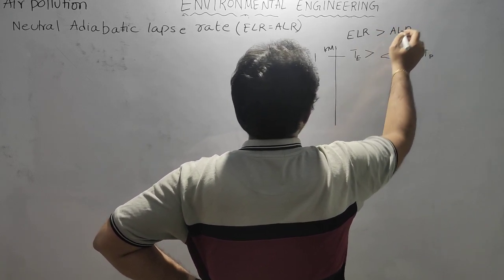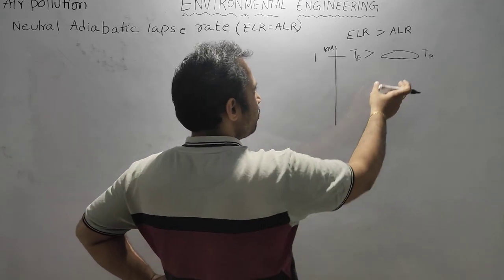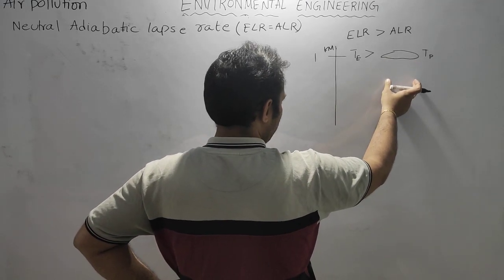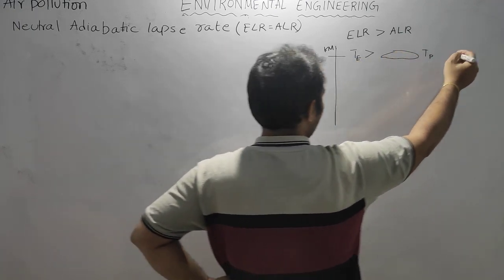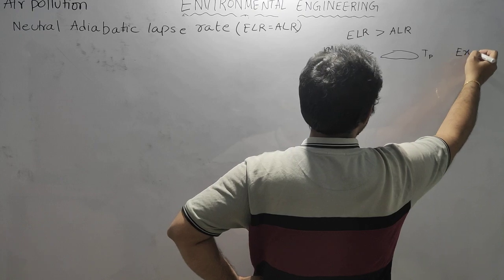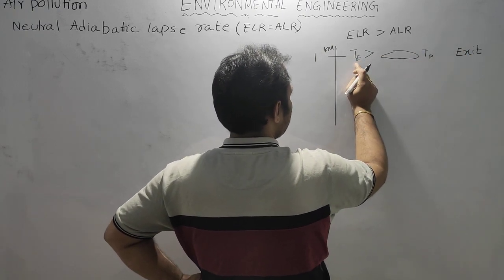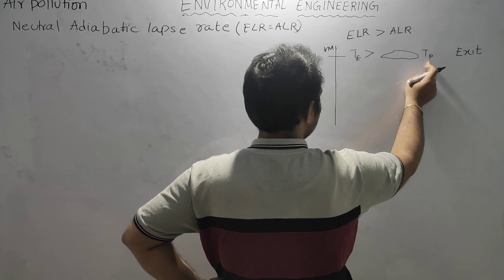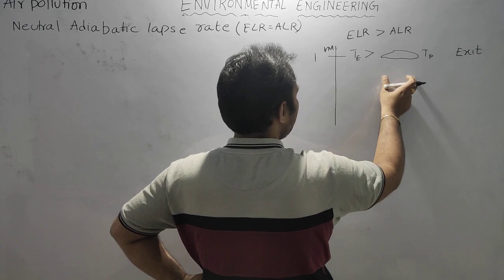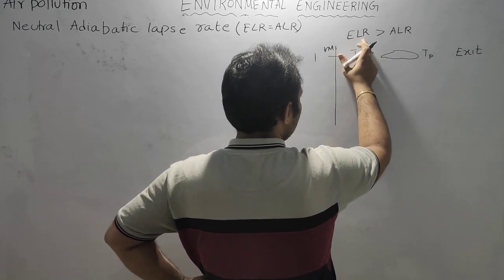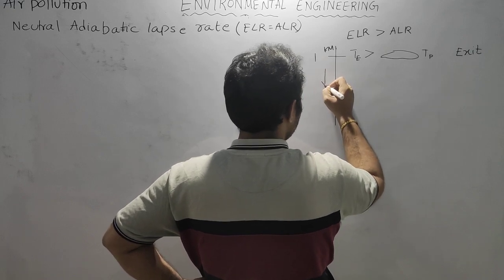So this is called super adiabatic condition. ELR is greater than ALR. Now in this case what happens? The pollution parcel will move down. So at the exit point, environment temperature is more than the pollution parcel. Then the pollution parcel will go down. So here ELR is more. In the reverse direction also ELR will be more, but in this direction what happens?